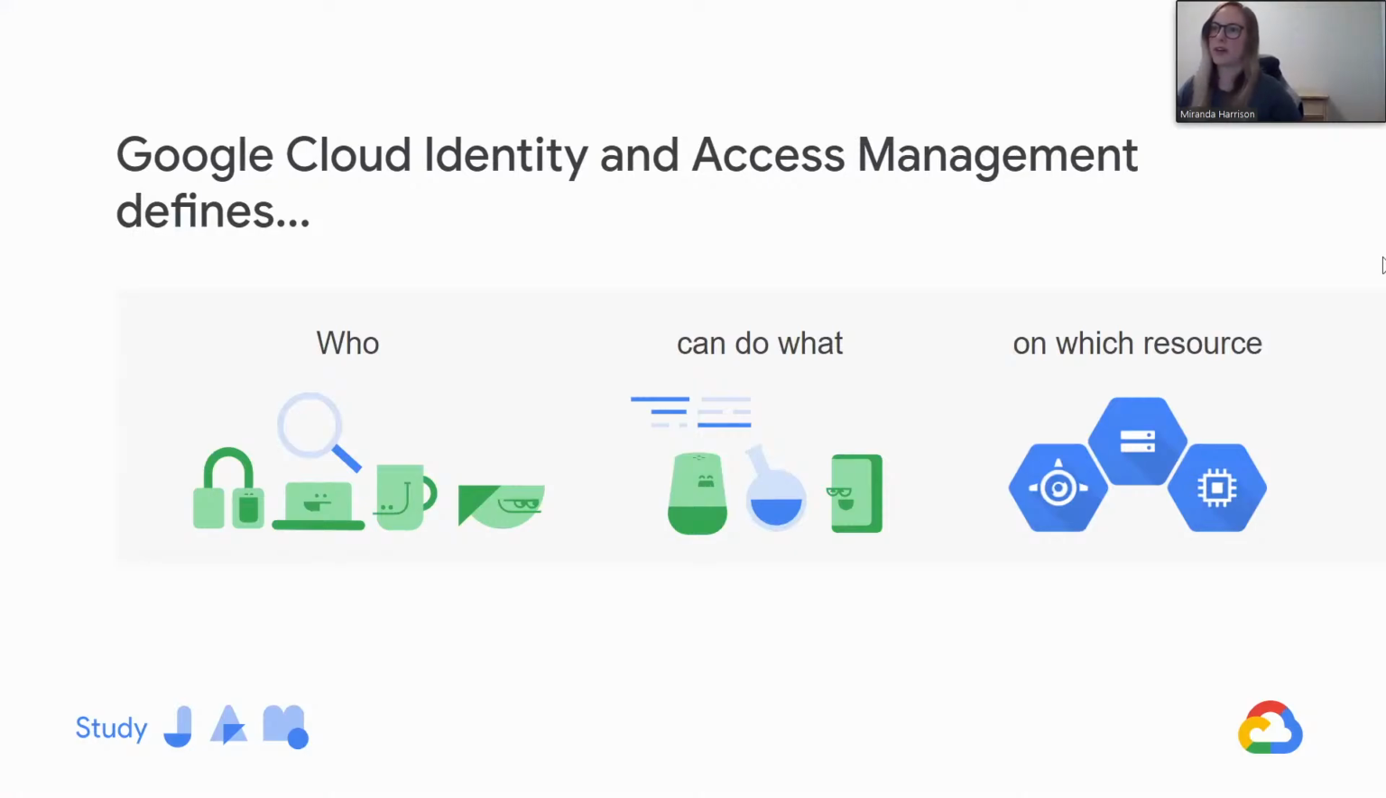Another thing that is important in GCP is Google Cloud Identity Access Management, or IAM for short. There are so many different services within the Google Cloud platform that we're going to see when we go through the lab. IAM allows you to specify who's allowed to do what on which resource. That's exactly what it is.